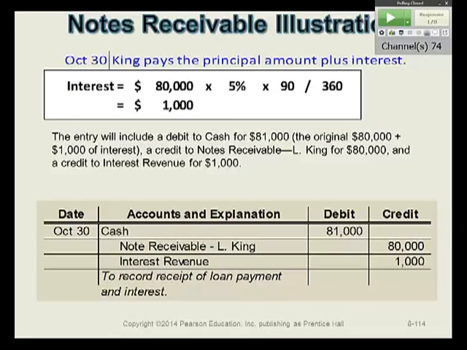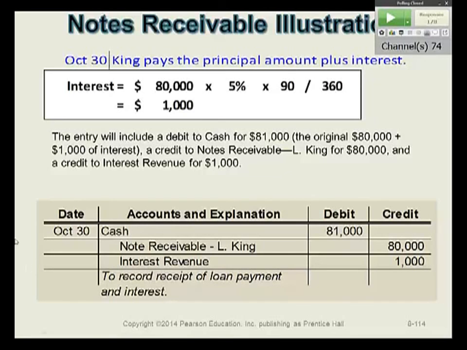Now the difference between this example and the illustration we had before is that in this case the note is within the same accounting period, so there's no interest receivable. I'm also going to tell you that in the event that that note is not paid, then you would have to transfer that to an accounts receivable. Okay? Transfer to an accounts receivable.